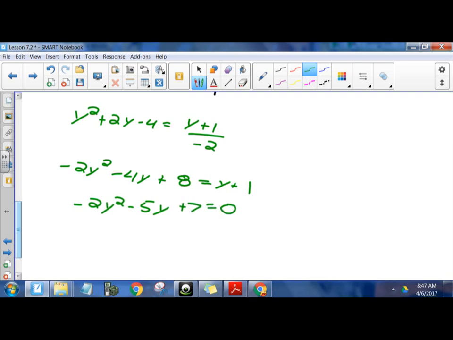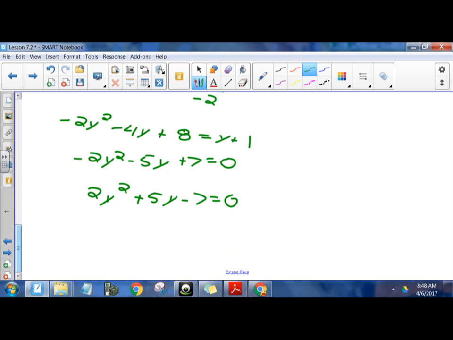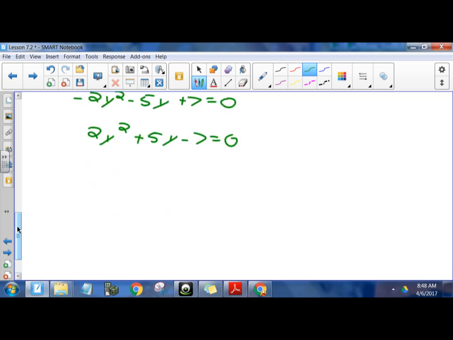And then I like positive leading coefficients, so let's multiply everything by negative 1. And we factor. Or we hope it's factorable. But these area problems typically come out clean. So 2y and y. Let's see. It's got to be 7 and 1. I can't do 7 times 2. That'd make 14. That'd be too big. So I think it's going to be this. Now I need to make positive 5, so it needs to be positive 7, negative 1.